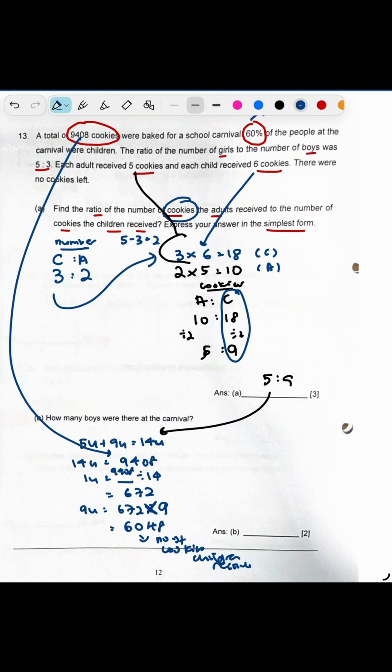So right now they say the ratio of the number of girls to the number of boys is 5 is to 3. Okay, never mind. Let us find out how many children are there. Since each child receives 6 cookies and the total number of cookies is 6,048, let us divide to find out how many children are there. Let's take 6,048 divided by 6. You will get 1,008. This is really the number of children.